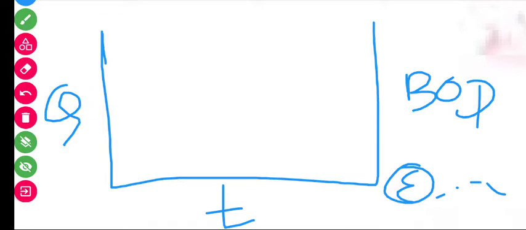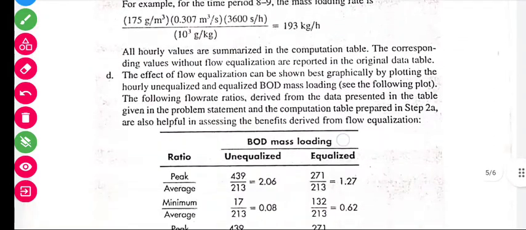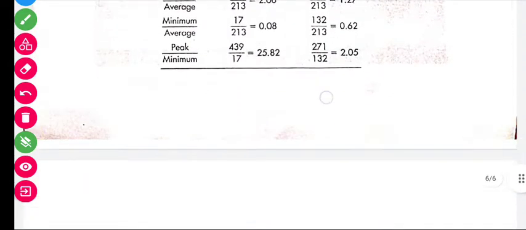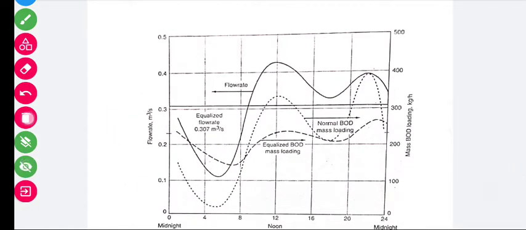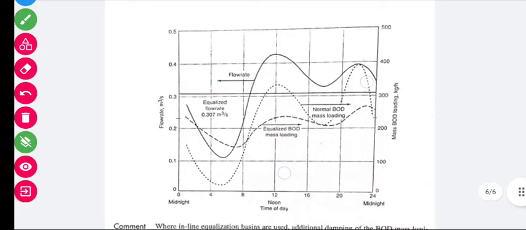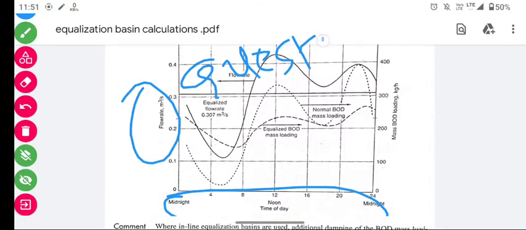the notation with a darker line. For without equalization, you just show with some other, slightly lighter line. You will understand the graph when I show the graph. First, let's look at the graph. How is this graph prepared? This is time versus flow taken from the question table.